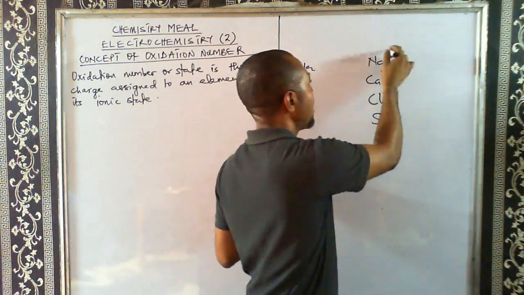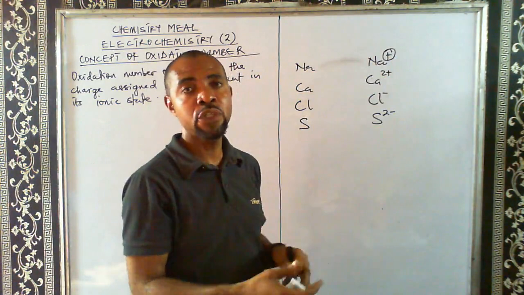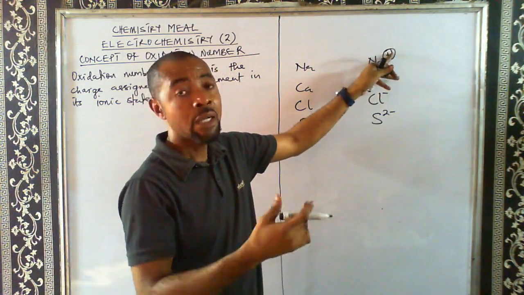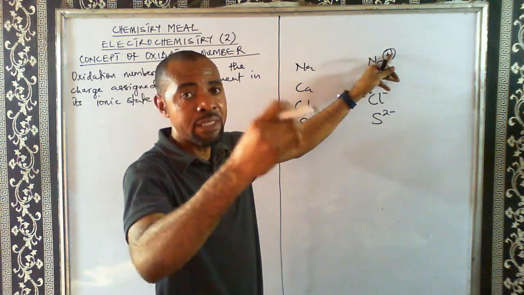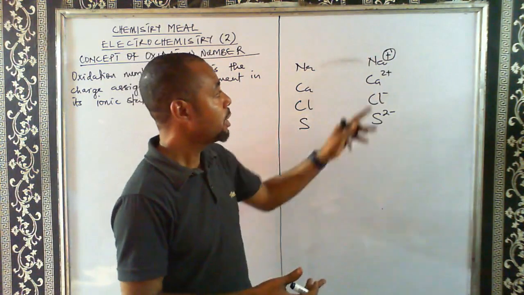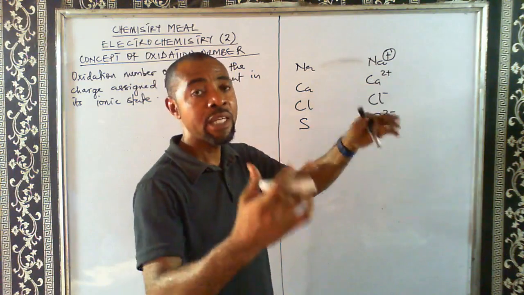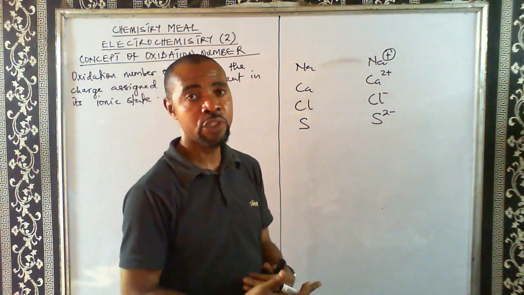This particular charge that is now present in sodium ion, that's the oxidation number. So the charge an element will carry when that element is in ionic state is the oxidation number. The charge that will be assigned to an element when that element is in ionic form is the oxidation state.